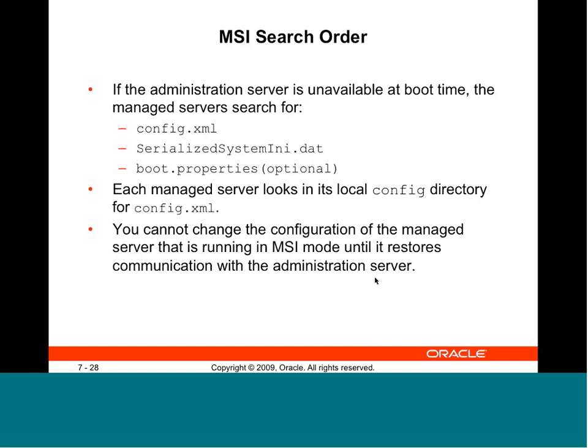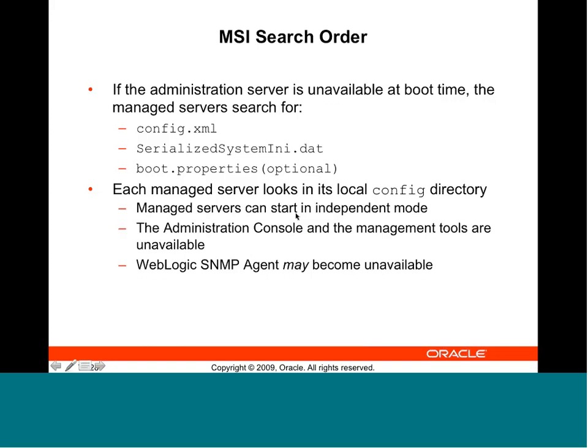So if for some reason the administration server is down, you can quickly move to MSI mode so that your managed server can be administered, because if the config.xml file is not there in the box where your server is running, it becomes difficult. So you copy this config.xml file, and you will be able to work on the server. Meanwhile, when your administration server comes up, it starts communicating back, and it ensures that you cannot change the configuration.